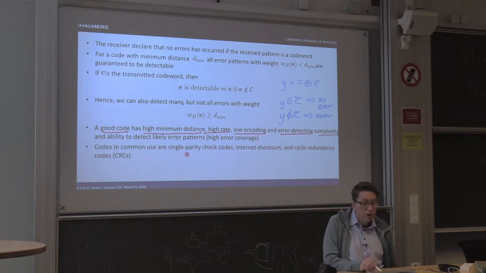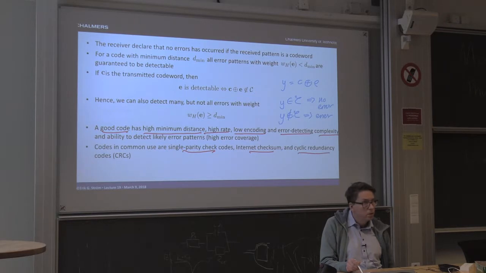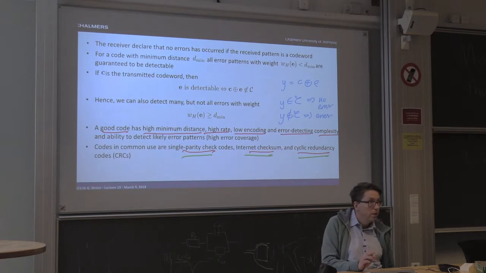Codes in common use are single parity check codes. I'm sure you used that in the project. But then there are also the internet checksums and CRCs. Both of these have been treated in the exercises. This is pretty bad, this is somewhat better, and this is the best. This one is the most expensive in terms of computations. And this is a little bit better, and this is the easiest one. Okay, so which one to choose depends on what you value the most.